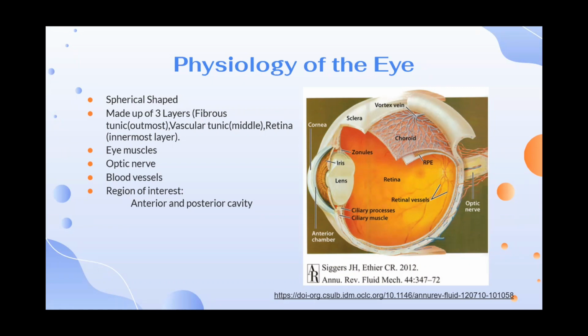We'll be zooming into the anterior and posterior cavity of the eye, where the aqueous humor is produced. Impairment in the drainage of this fluid can lead to an elevation in intraocular pressure, which causes a disease known as glaucoma. The image on the right is an overview of a human eye with the major anatomical structures identified.